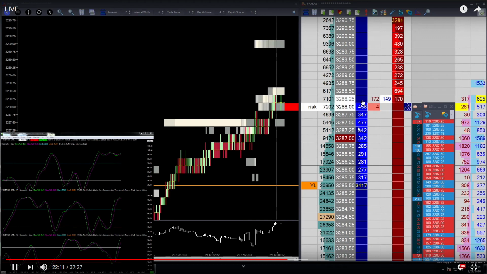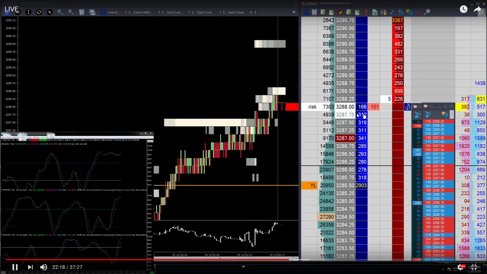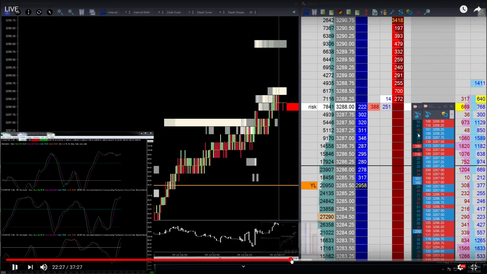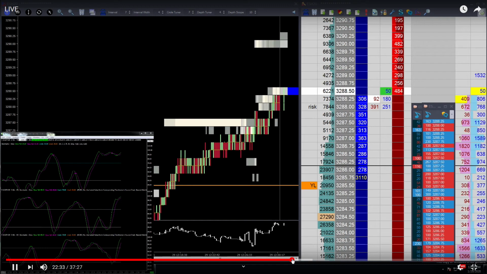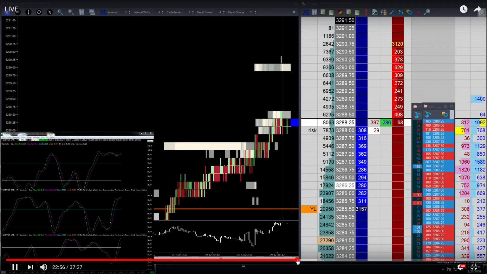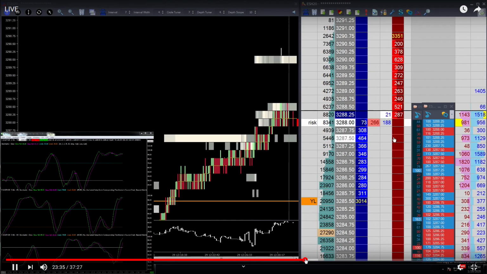And unfortunately, I may not get my fill. The size pulls off. That's good. I'm getting out at my risk zone, and that's okay. Now, I do take another trade in here. So we're kind of looking for this price action, okay? Let me fast forward it some more.